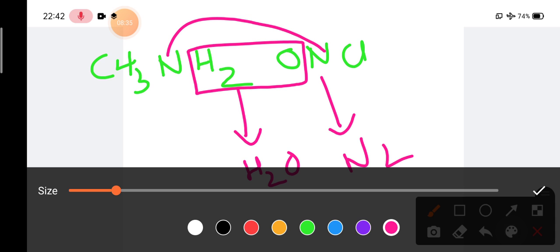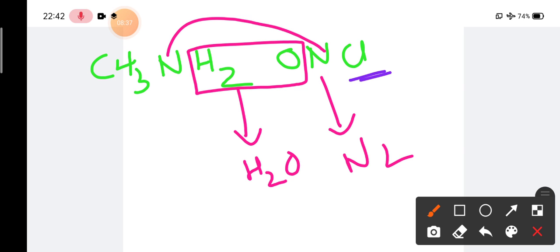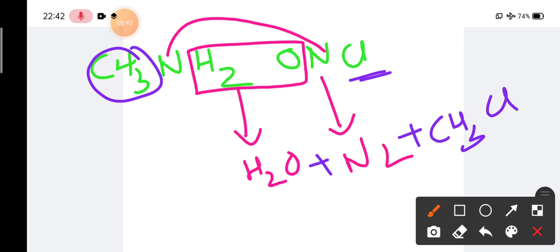So leftover part, which one is the leftover part? This Cl and this CH3. These two are the leftover part. So it will form CH3Cl. So this is the simple reaction.